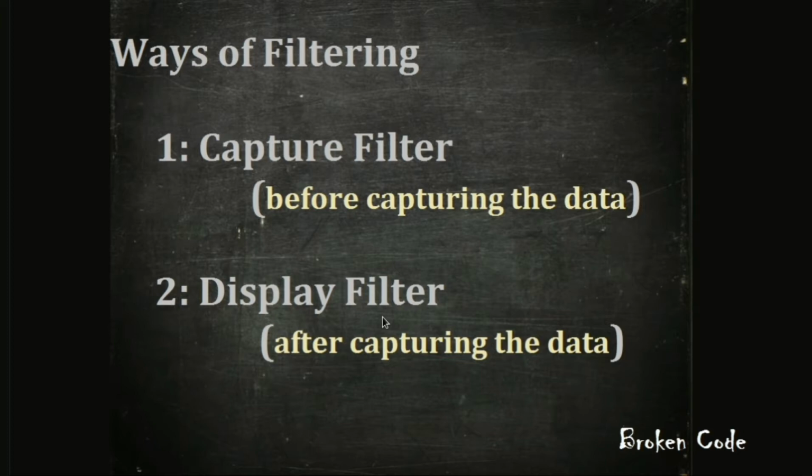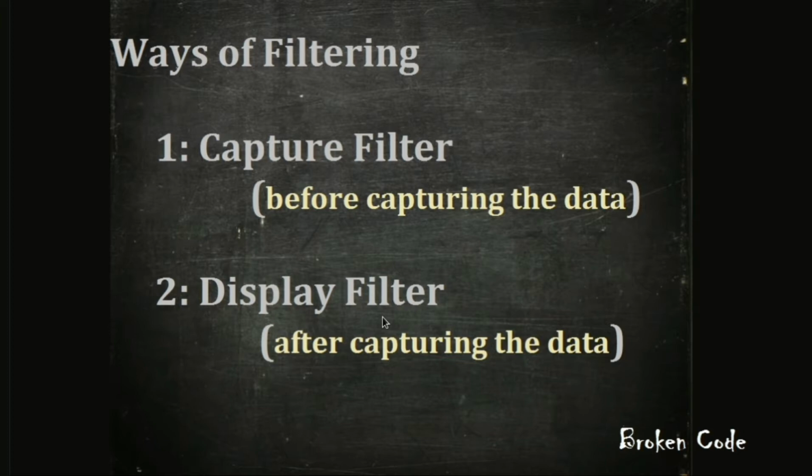The filter which is applied before the data is captured is known as a capture filter. The filter which is applied after the data has been captured by Wireshark is known as a display filter. The difference between the two is that in capture filtering, Wireshark captures only particular traffic according to the filter applied to it. Other traffic is not captured by Wireshark in this case.